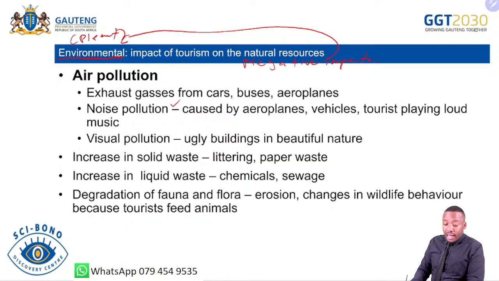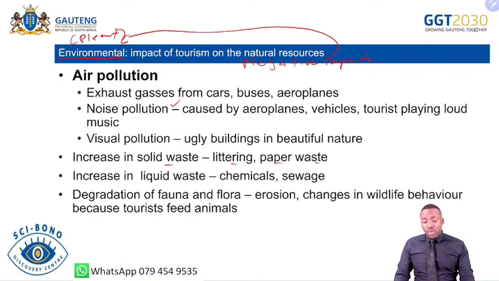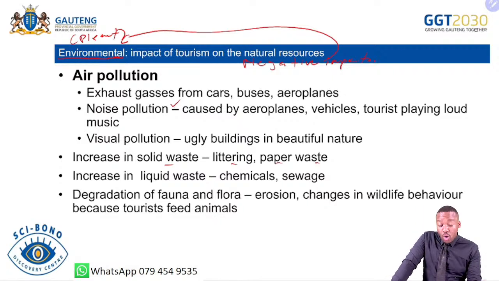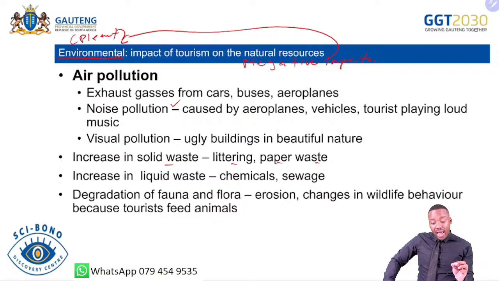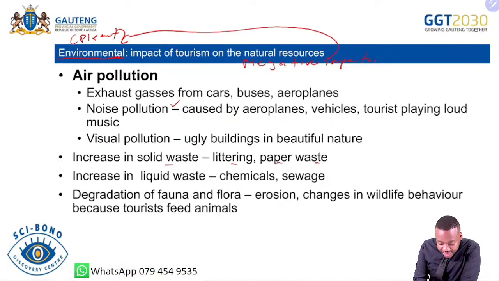Visual pollution. Remember, visual has to do with an eye, right? An ugly building in a beautiful nature will have what? A negative impact, right? Increase in solid waste. What do we mean by this? There in Makaya, most of the time when we have umsebenzi, maybe a funeral and so on, what happens, right? Remember, we need to cook and prepare for the funeral. How much more in a big hotel? A big hotel that has more than 200 guests maybe per day, it will cause an increase in solid waste.